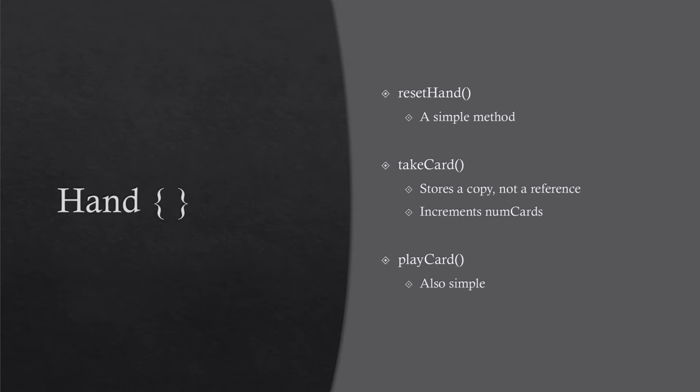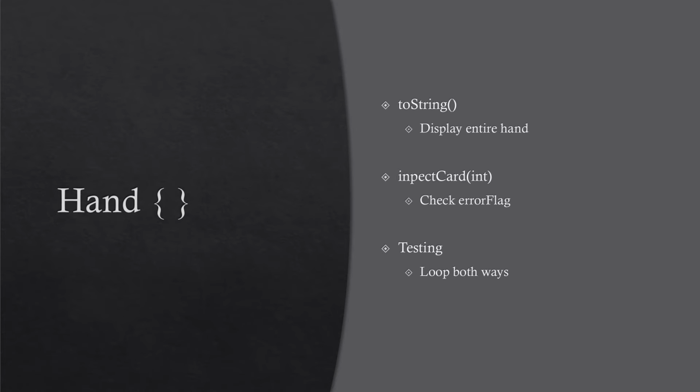Your take card method will store a copy, not a reference. It needs to have its own copy. Your play card method also can be done with one line of code. There is a way to do it. Your toString method will display the entire hand. Your inspect card method, again, must check that error flag. And your testing will loop both ways, because you're going to take cards and then you're going to play them. So you've got to go back and forth.